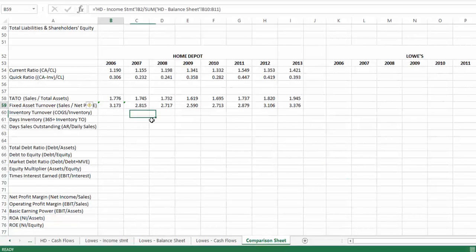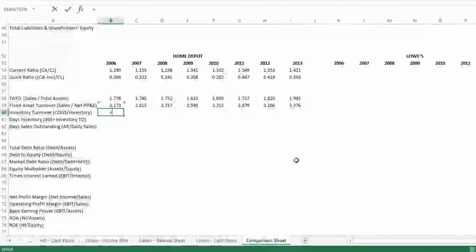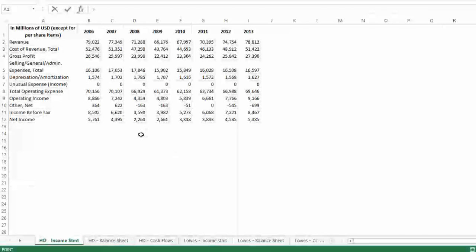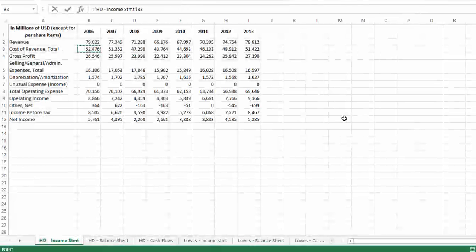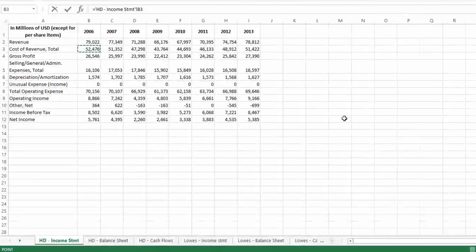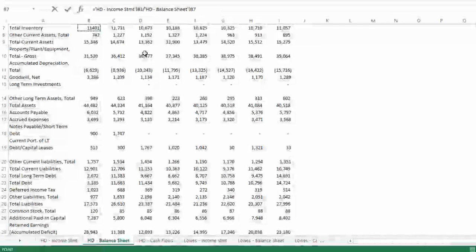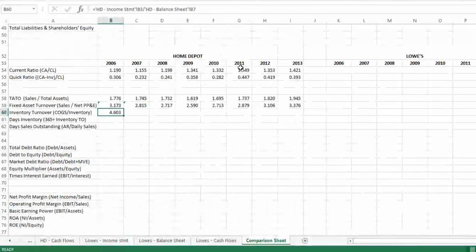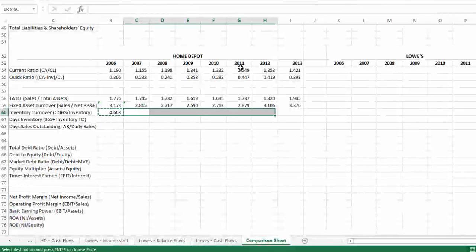So now let's look at inventory turnover. We're going to look at cost of goods sold divided by inventory. Cost of goods sold is an income statement item. So I'm going to go to the income statement and look at the cost of goods sold. In this case, it's called cost of revenue. And then I'll divide that by the inventory, which is a balance sheet number here. And so we've got inventory turnover of 4.6 in 2006.